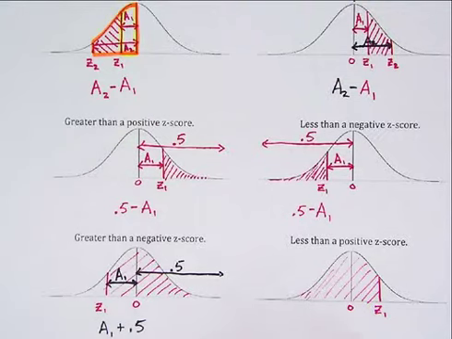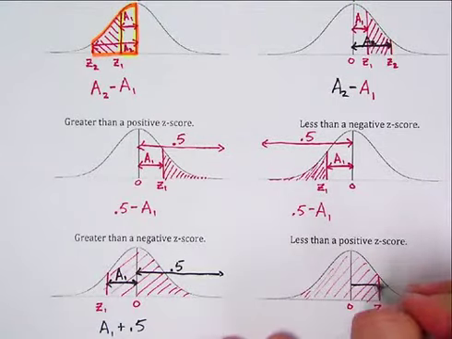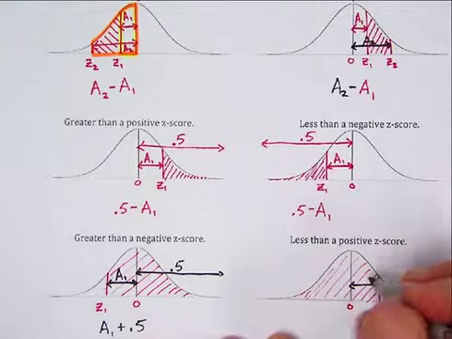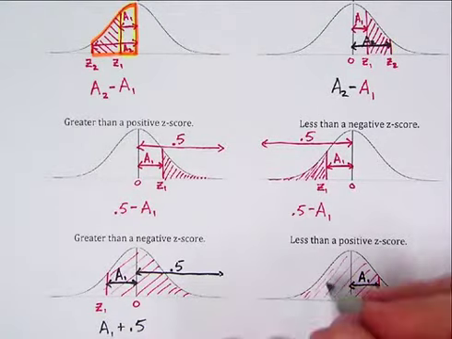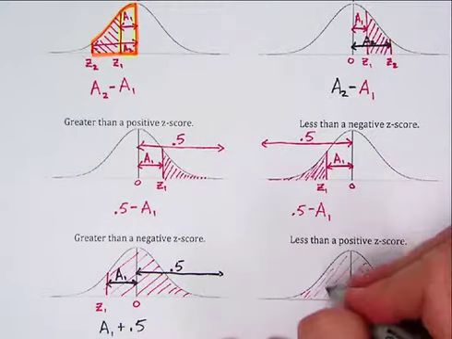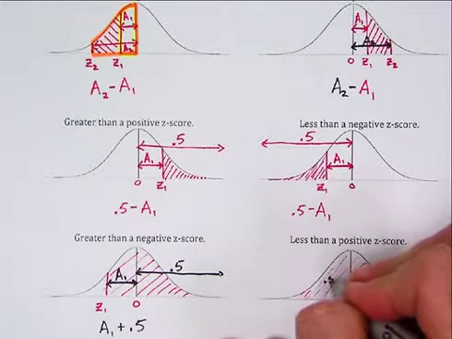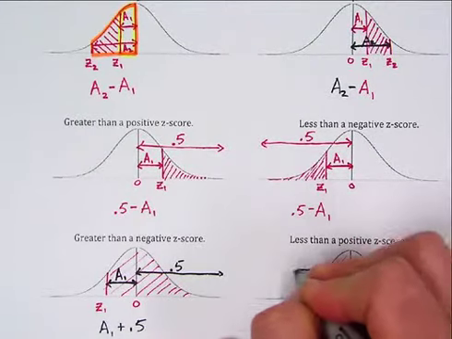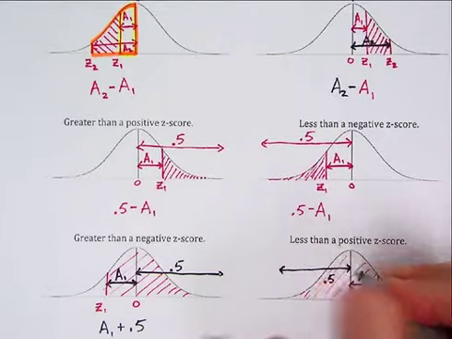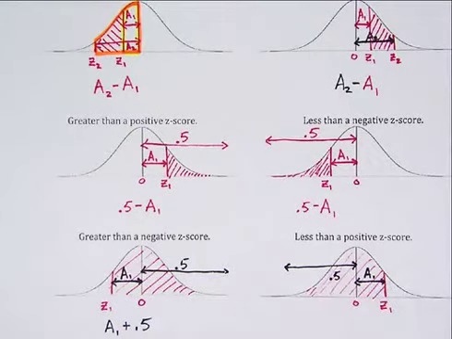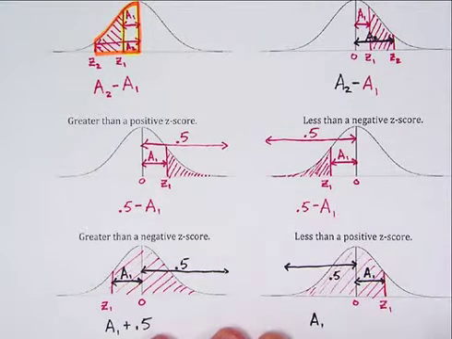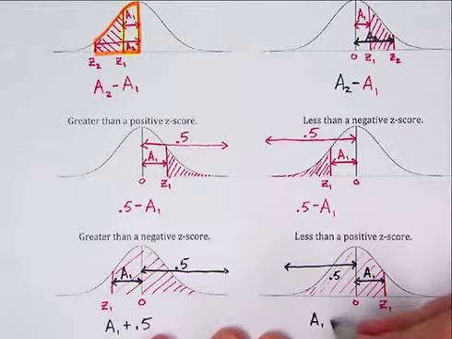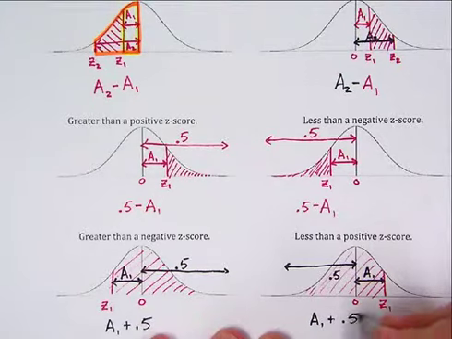Now when we look up our area in our table, it gives us the area between the mean and the z-score. And you guessed it, everything to the left is 0.5. So if we want our total area under the curve, again, we take the area, A1, plus 0.5.